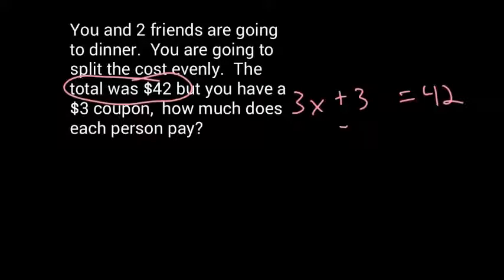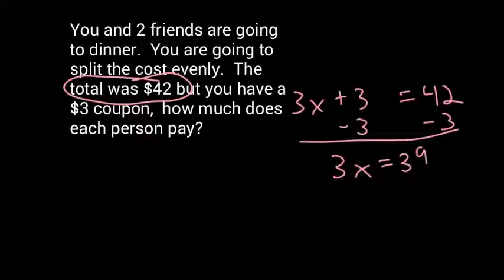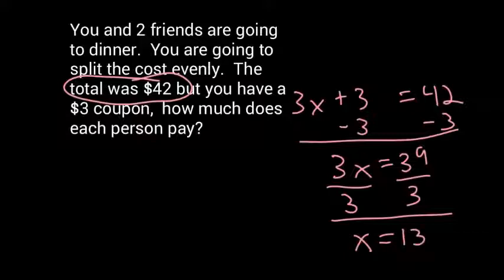So we're going to start by getting rid of the addition. We're going to subtract 3 from both sides, and we get 3x equals 39. Then we're going to divide by 3 on both sides to get rid of the multiplication. So we get x equals 13. Each person is going to pay $13.